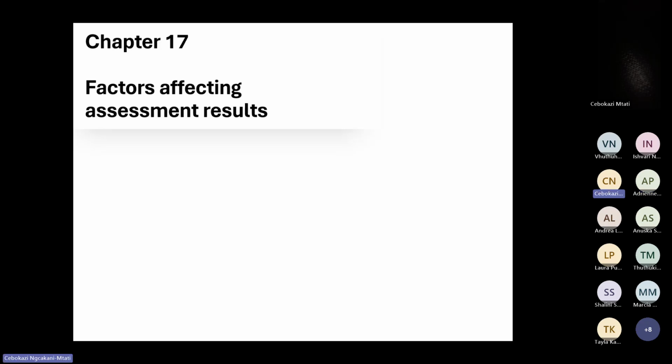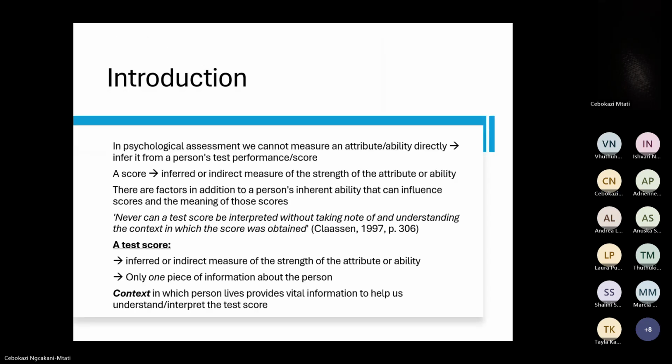Okay, perfect. All right, so we will now look at chapter 17, which is factors affecting assessment results. As we know, in psychological assessment, we can't really measure an ability directly, and it's usually inferred from a person's test performance or score. And so a score is basically an indirect measure of the strength of the attribute or the ability that the person possesses.